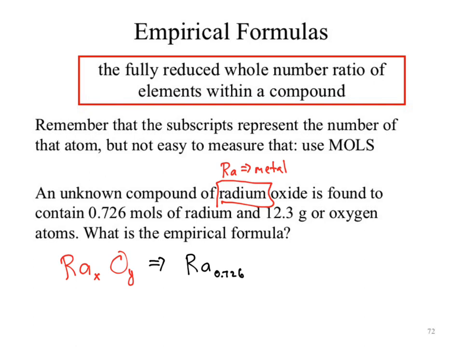Am I given the moles of oxygen? No. What am I given for oxygen? Grams. So what should I do to the oxygen? Convert it to moles. So 12.3 grams of oxygen needs to become moles of oxygen. What do I want? Moles of oxygen. What do I have? Grams of oxygen. Where's that information found? Periodic table. All right. If I had a calculator and run that through a calculator, what do we get?